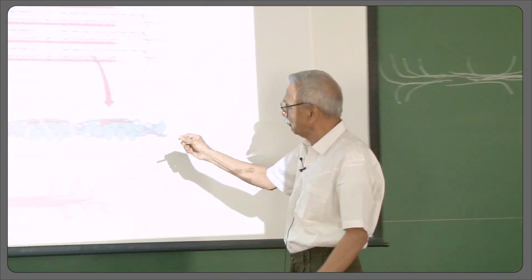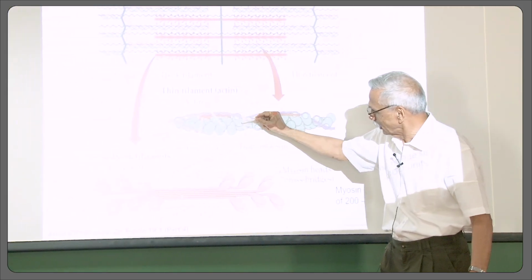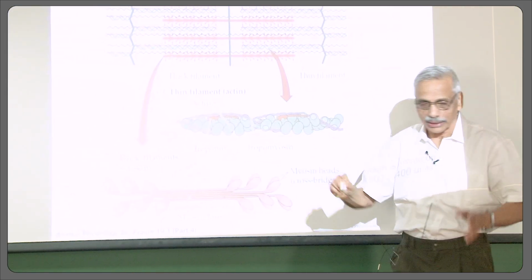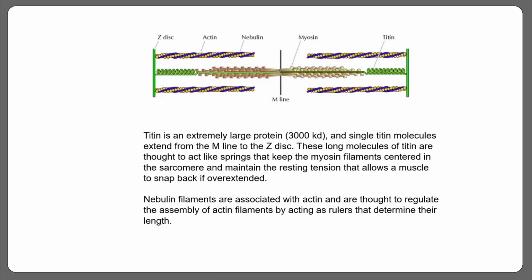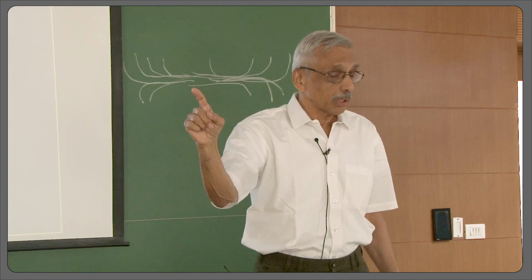So the typical picture is, here you can see the G protein, there is the active site, and the active site is covered by the tropomyosin. We are okay so far? Great. Now there comes another very interesting player, and that is called titin.